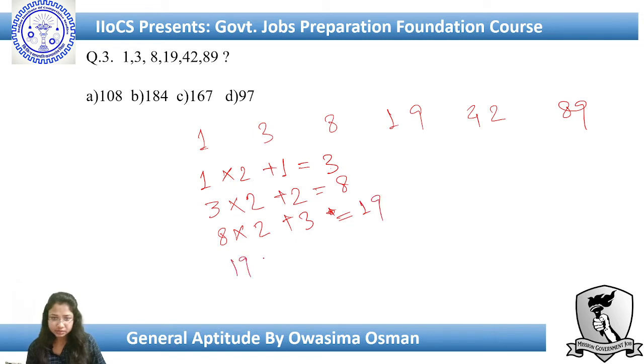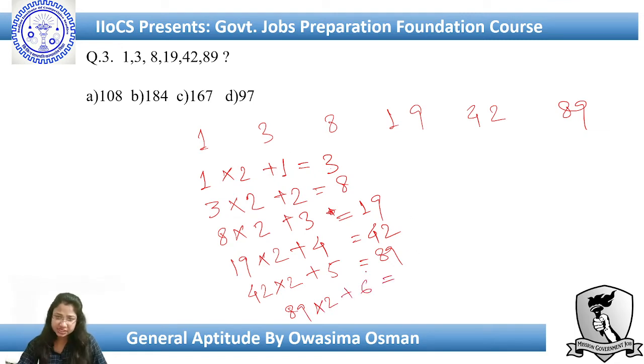Again we will do 19 into 2 plus 4, we will get 42. 38 plus 4, it will be 42. Then 42 into 2 plus 5, we will get 89. And so the next term will be 89 into 2 plus 6.